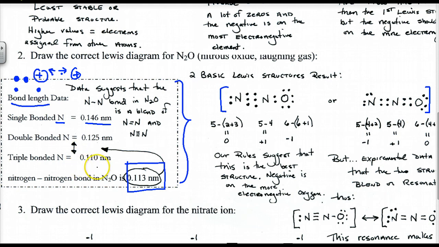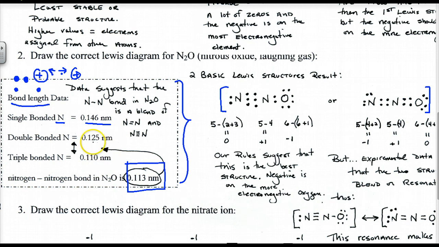A triple bond is going to be shorter. Well, this isn't short enough to be a triple bond. It's a little longer, so it's a little weaker than a triple bond. And because it's much shorter than a double bond, it's stronger than a double bond. I'll say it again. If the bond length is 0.113 and the triple bond is 0.110, a stronger bond has a shorter bond length. So this N-to-N bond in the actual compound tested is a little longer, thus a little weaker than a triple bond.